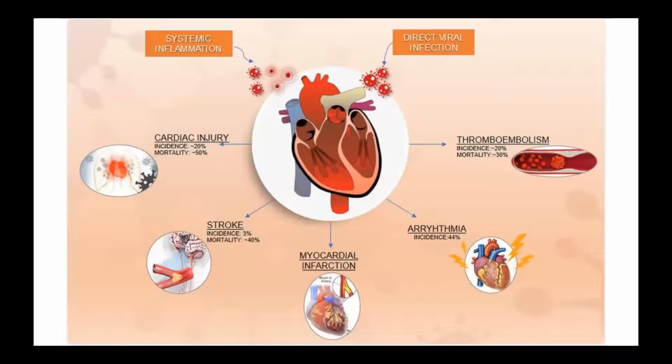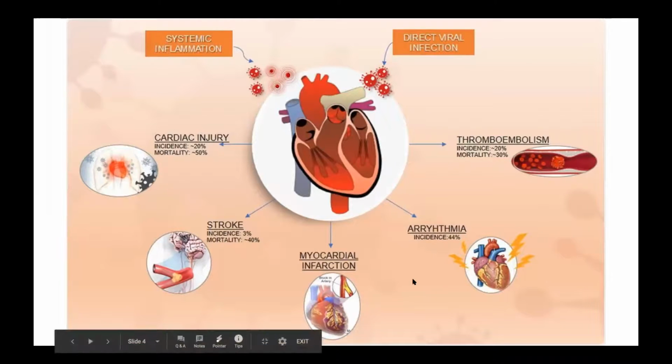In terms of this, COVID-19 can result in a thromboembolic pathway, in terms of the coagulation cascade, arrhythmias, and in summary, myocardial infarction and stroke, and direct cardiac injury as well.